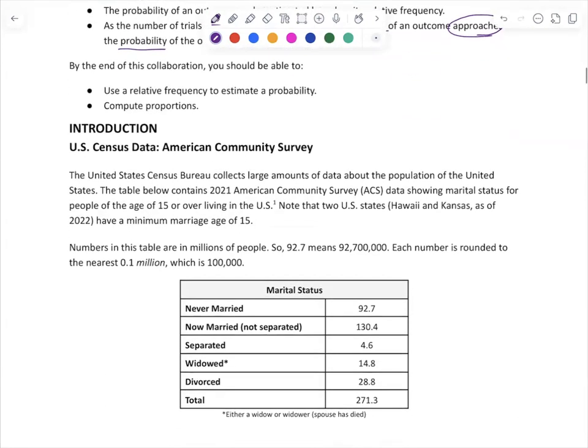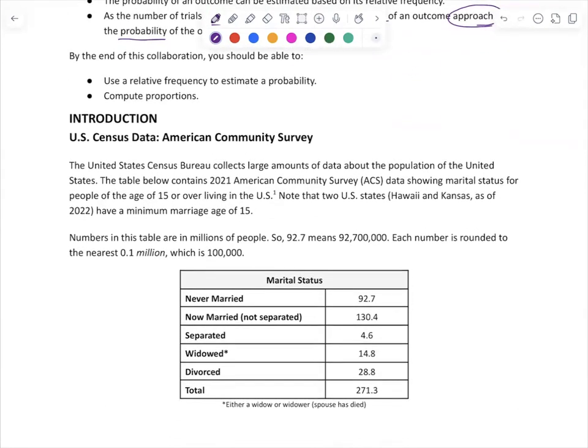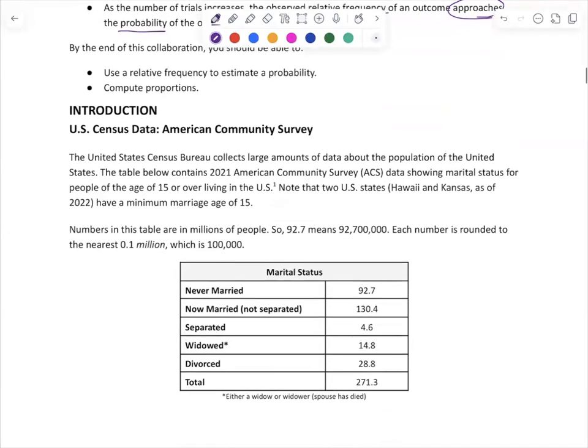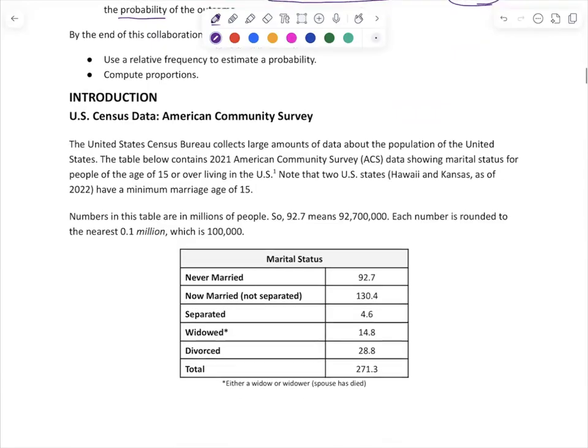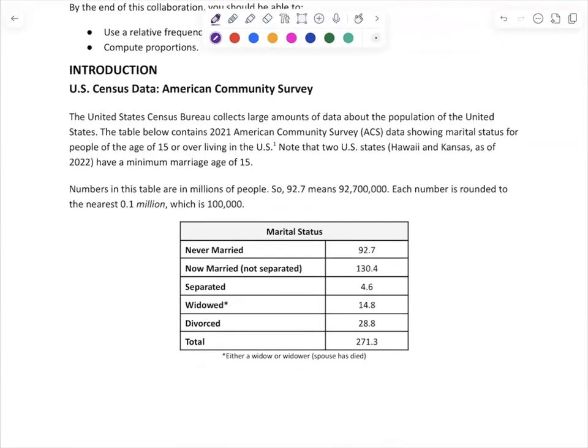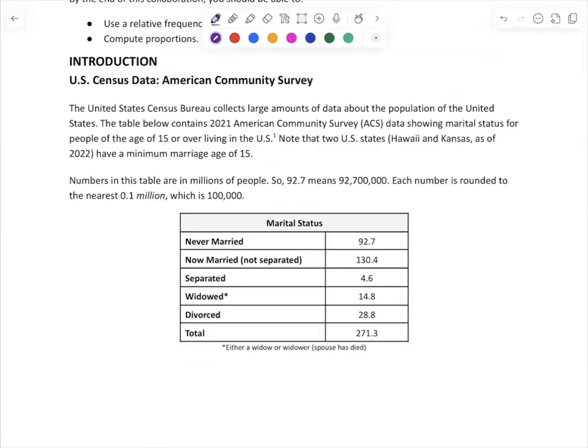Let's take a look at this example. Here we have the US Census data, the American Community Survey. The United States Census Bureau collects large amounts of data about the population of the United States. The table below contains 2021 American Community Survey (ACS) data showing marital status for people age 15 or more living in the United States. Note that two US states, Hawaii and Kansas, as of 2022 have a minimum marriage age of 15. Numbers in this table are in millions of people.